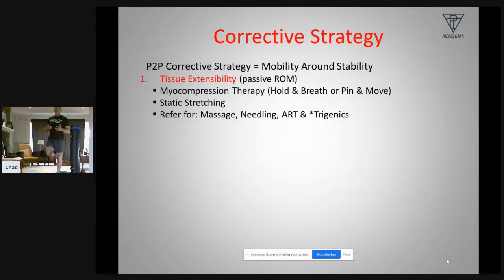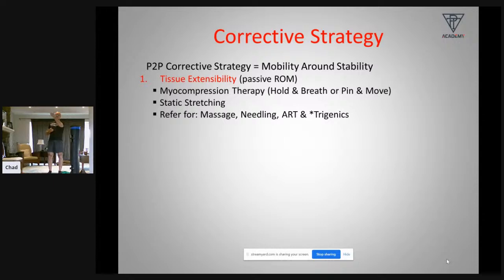And again, at the end of the day, there's strategies involved, right? We're trying to create mobility around stability. It's not like we want one or the other. We want both. And you can call it tissue extensibility around stability, because technically the idea of mobility is active range of motion, which has a component of stability built into it.